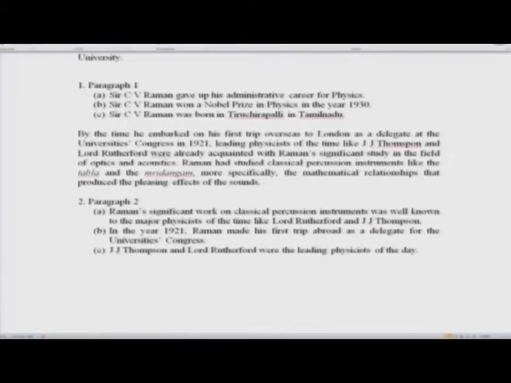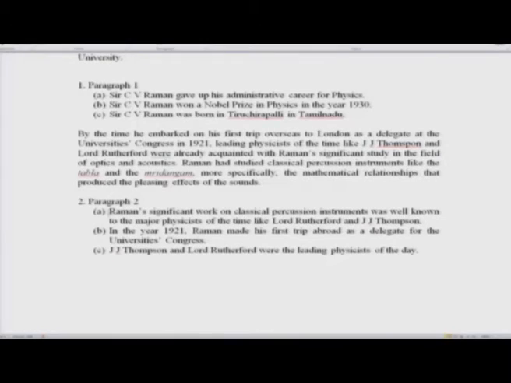I will come to the second paragraph. By the time he embarked on his first trip overseas to London as a delegate at the University's Congress in 1921, leading physicists of the time like J. J. Thomson and Lord Rutherford were already acquainted with Raman's significant study in the field of optics and acoustics. Raman had studied classical percussion instruments like tabla and the mridangam, more specifically the mathematical relationships that produced the pleasing effects of the sounds. So, what is the main idea of this particular paragraph?